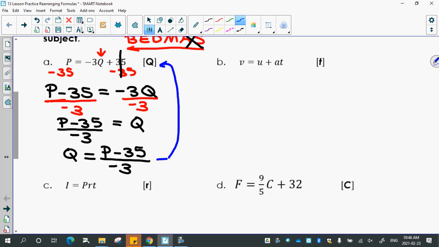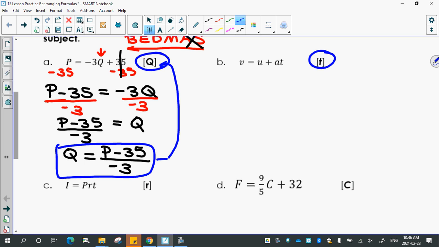Okay? All right. V equals U plus AT, and I want to get T as my new subject. Yeah? Quick question. So when we're writing down the answer, does it need to be like the subject equals? Yes. So when you're writing down the answer, you have to have Q equals to start off if they want Q to be the new subject. So our final answer is going to have T equals because it wants T to be the new subject.